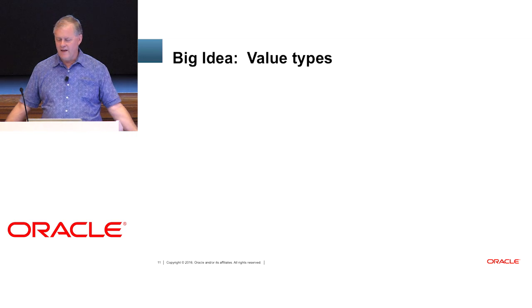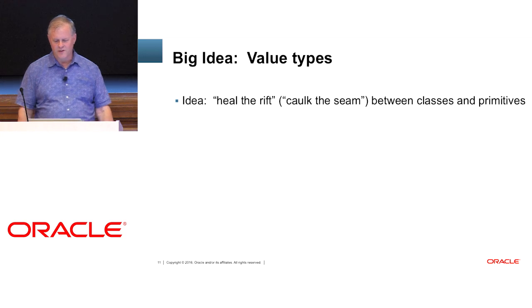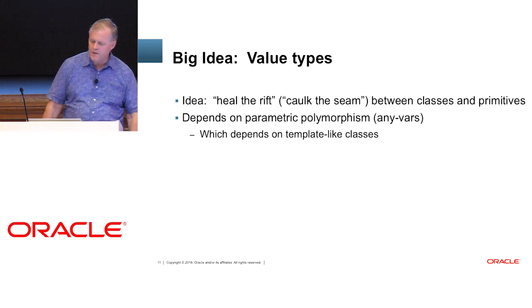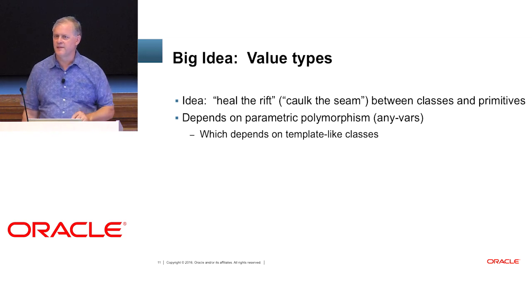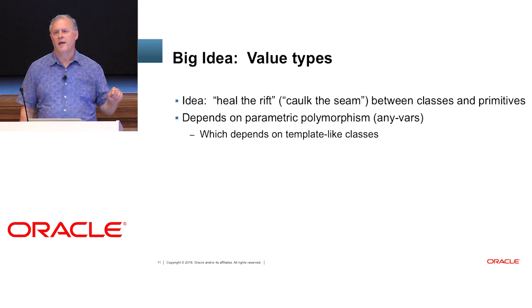Okay, another big idea, value types. That's already been covered, but I've got to say a few things about it. So this is caulking the seam. It depends on, here's an important dependency, and here's a reason why you're seeing so much talk about parameterized types and any types and specialization when we thought we were talking about values. And the reason for that is there's a really strong dependency.